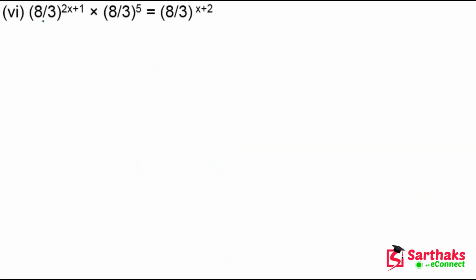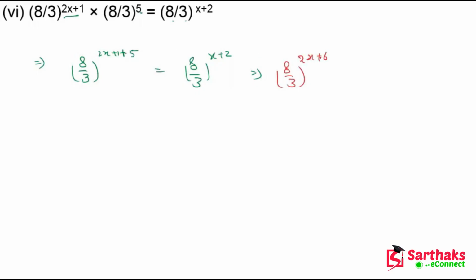Yes, now next is, here (8/3) raised to power 2x plus 1 into (8/3) raised to power 5, and this is equal to (8/3) raised to power x plus 2. So this will become (8/3) raised to power 2x plus 1. The base is the same, so the powers will be added. So this is plus 5, and this is equal to (8/3) raised to power x plus 2. So we can write (8/3) raised to power 2x plus 6, and this is equal to (8/3) raised to power x plus 2.